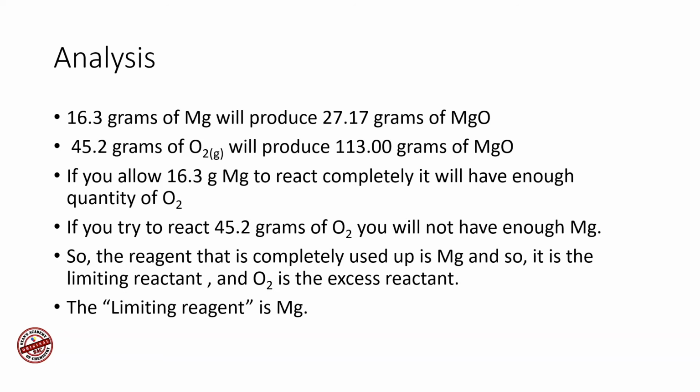So that's how you determine the limiting reagent. You do separate calculations for each of the reactants. If there are 3 reactants, you'll have to do 3 separate calculations. The quantity that is least, that is producing the same substance on the product side, will determine which reactant is the limiting reagent. So in this case, it is magnesium.